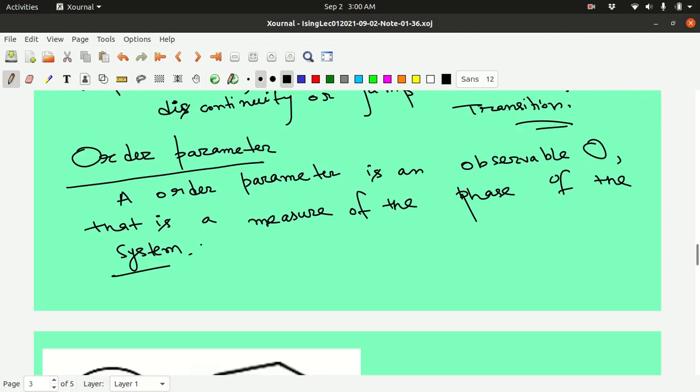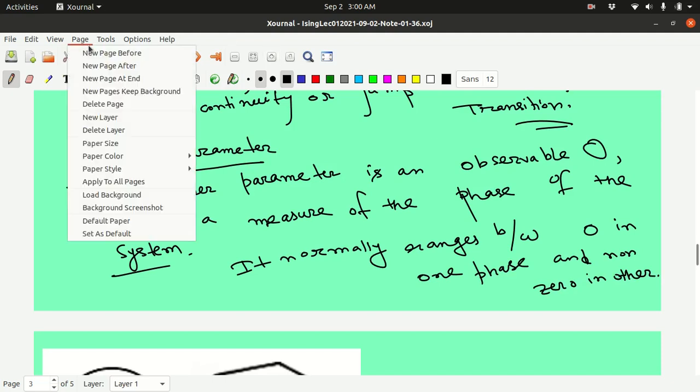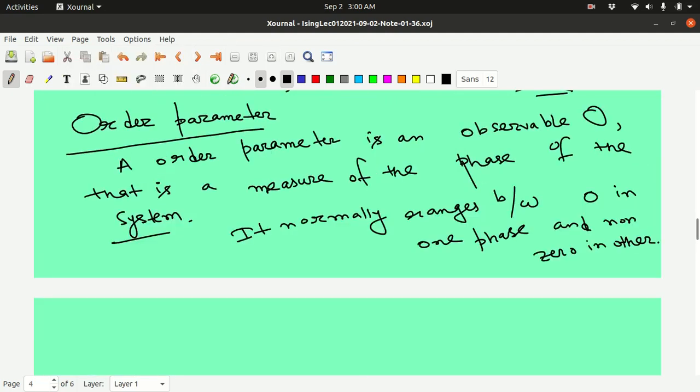It normally ranges between 0 in one phase and non-zero in the other. So let me introduce a new page. This is how basically an order parameter works.